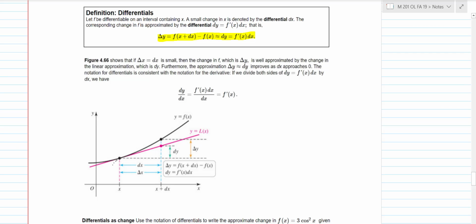And what we have, of course, is f prime of x, which is just going to be the slope of the tangent line at that particular point. That's why we've got this line right here to represent the tangent line. All right. Now, delta x is just some positive number.